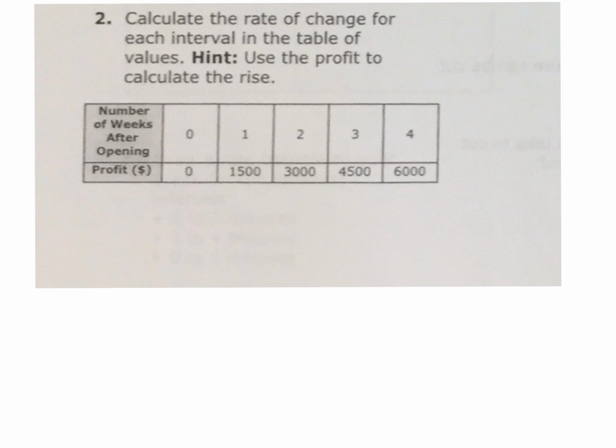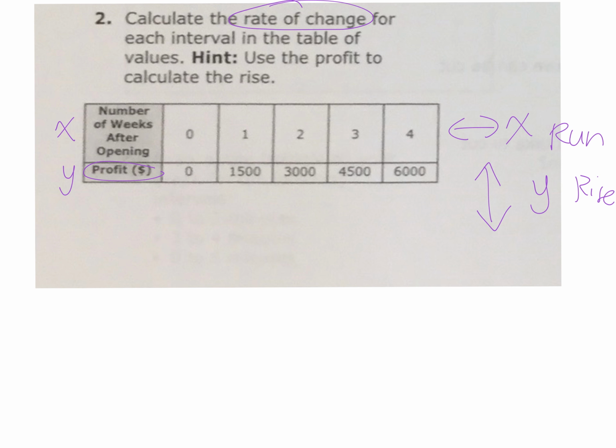Okay, so here we're at the same page. We're trying to find the rate of change, but this time you're given a table. Well, we know that the rise is vertical, which means it's the change in the y values. Up and down is y, right? The run is the change in the x values. So in our table, this would be x and this would be y because the profit depends on how many weeks the company is open. X is always the independent and y is the dependent variable.